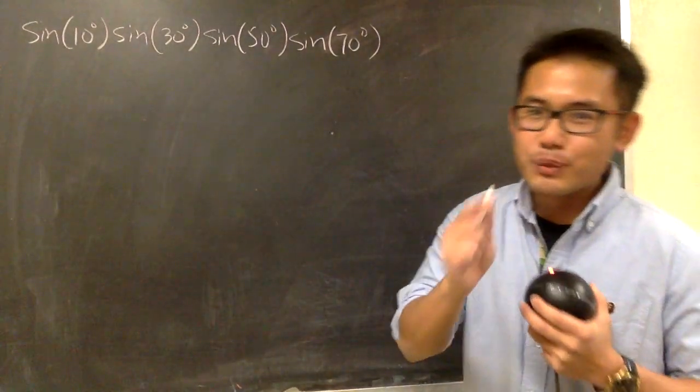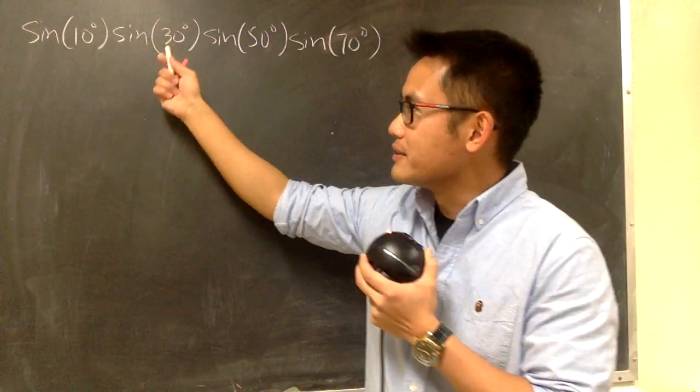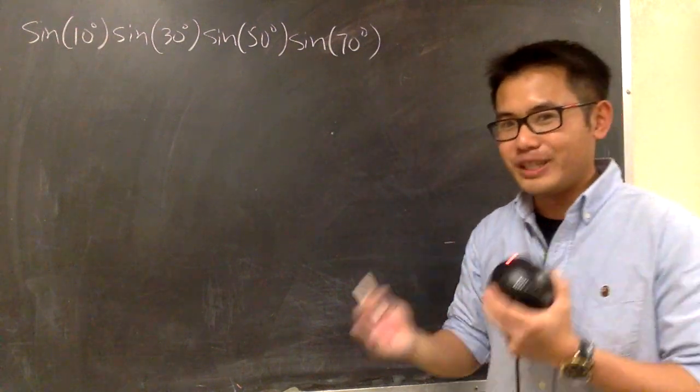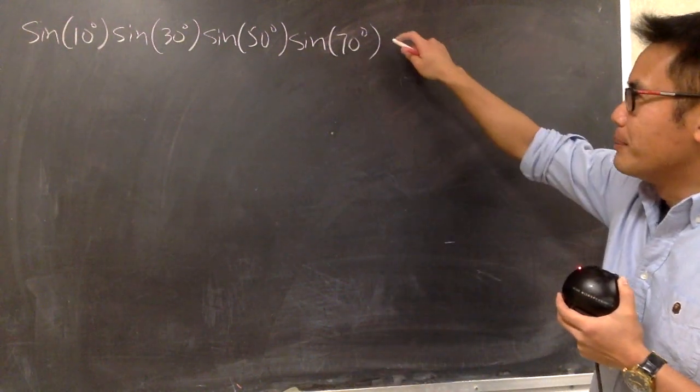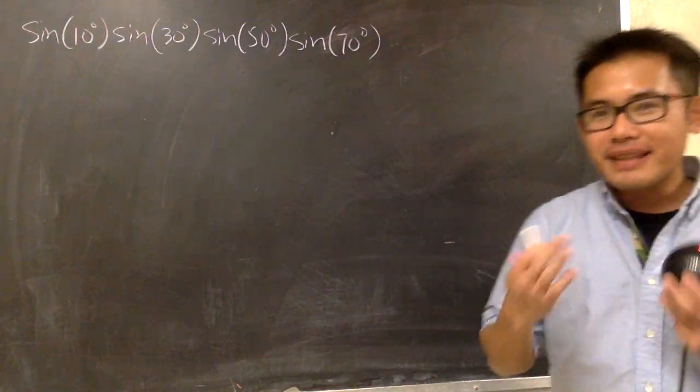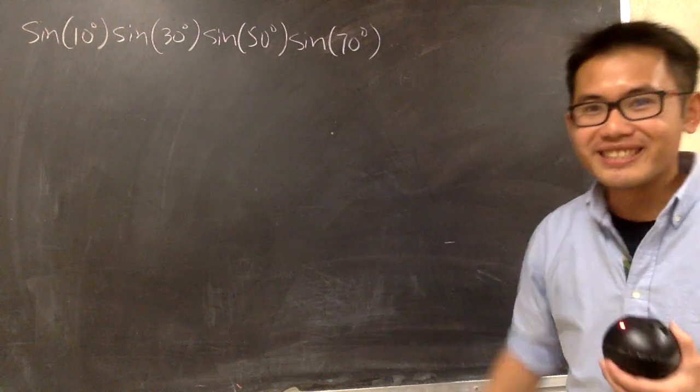Okay, let's do some math for fun. Here we're going to calculate sine of 10 degrees times sine of 30 degrees times sine of 50 degrees times sine of 70 degrees. And yes, we are using degrees. Also, if you would like, you can put down sine of 90 degrees, but that's just equal to 1, so it doesn't really matter, right? But anyway, you should pause the video and try this first.